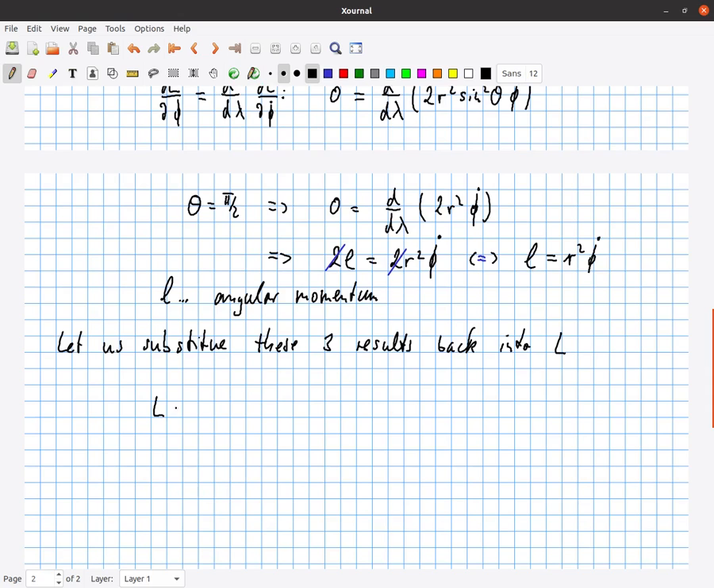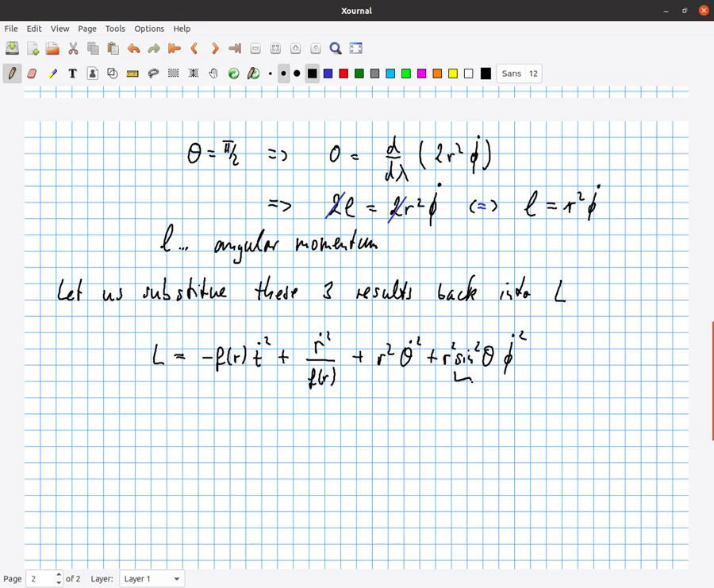We had L equals minus f of r t dot squared plus r dot squared over f of r, and here r squared theta dot squared plus r squared sine squared theta phi dot squared. This is one for theta equals pi over 2.